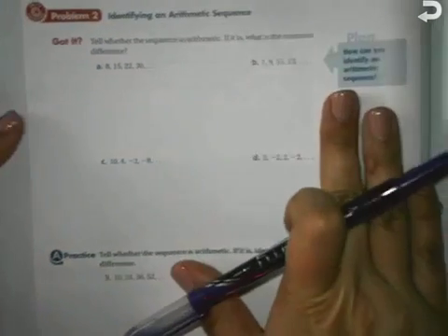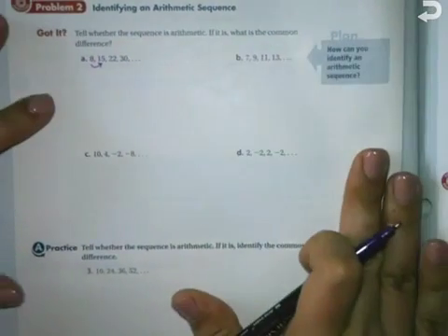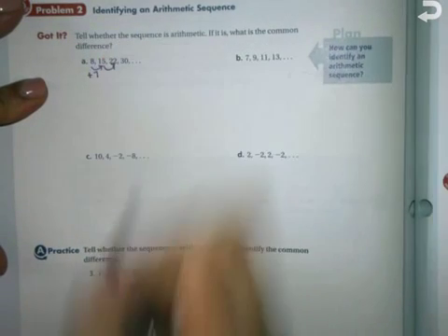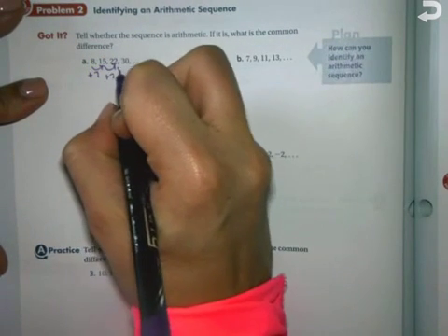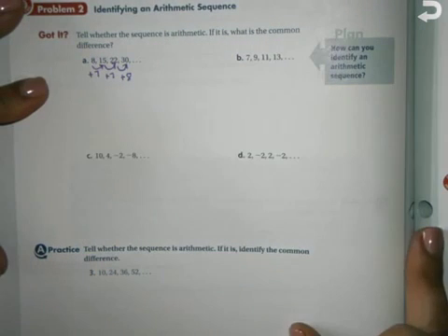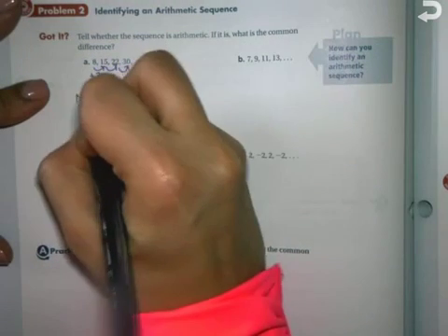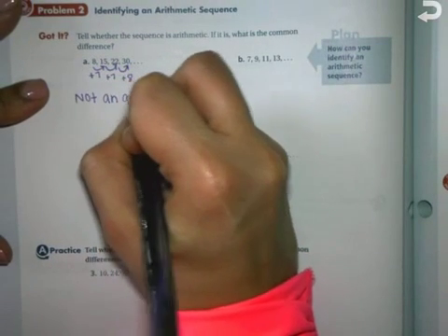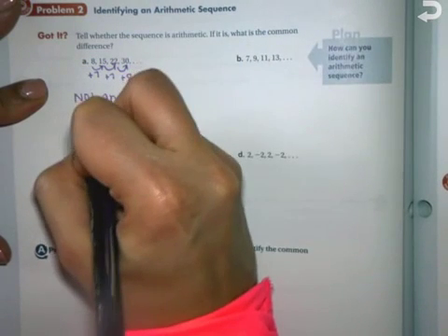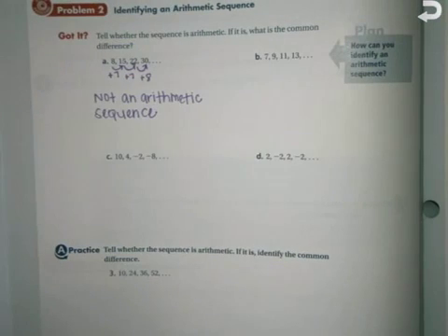Okay, so problem 2, part A. 8 to 15. What do I need to do to get from 8 to 15? Plus 7. What about from 15 to 22? Okay, what about 22 to 30? Plus 8. So is this one arithmetic? No, because we are not adding the same number every single time. So we would say not an arithmetic sequence. Do we have to find a common difference? No, because it's not an arithmetic sequence.